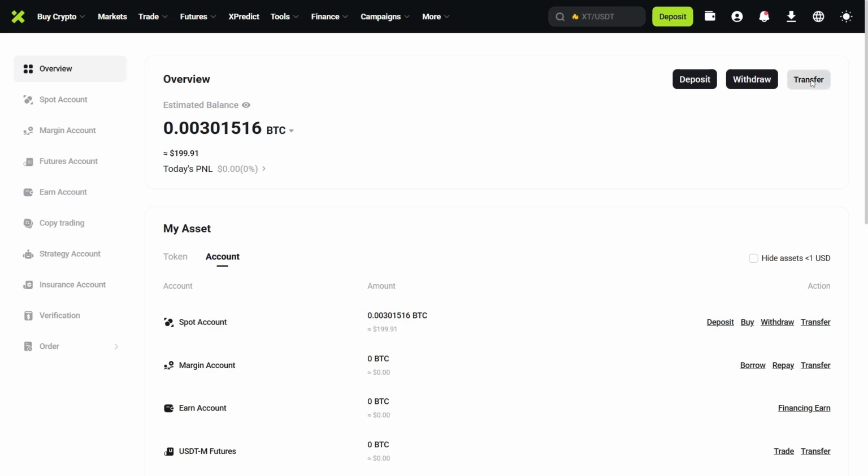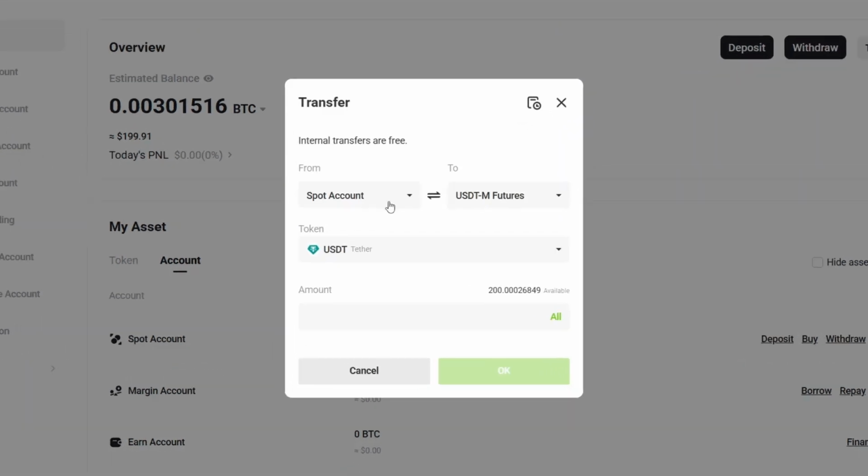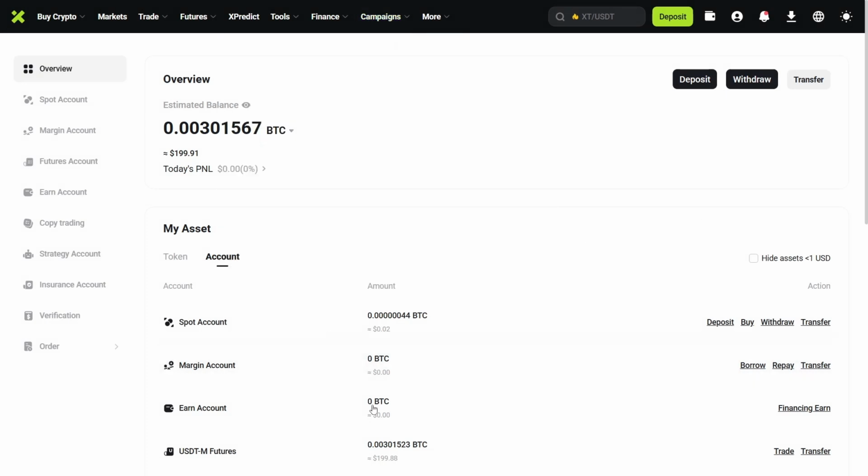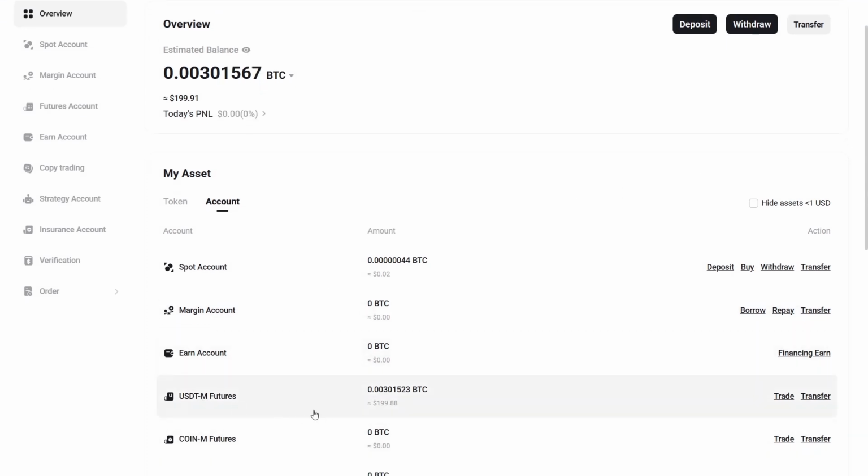So we're going to click on transfer on the top right and then transfer our funds from spot account to USDT and futures, and then click all and OK. We can see that was a success. And now in our account, we can see that our funds are now in our futures wallet.